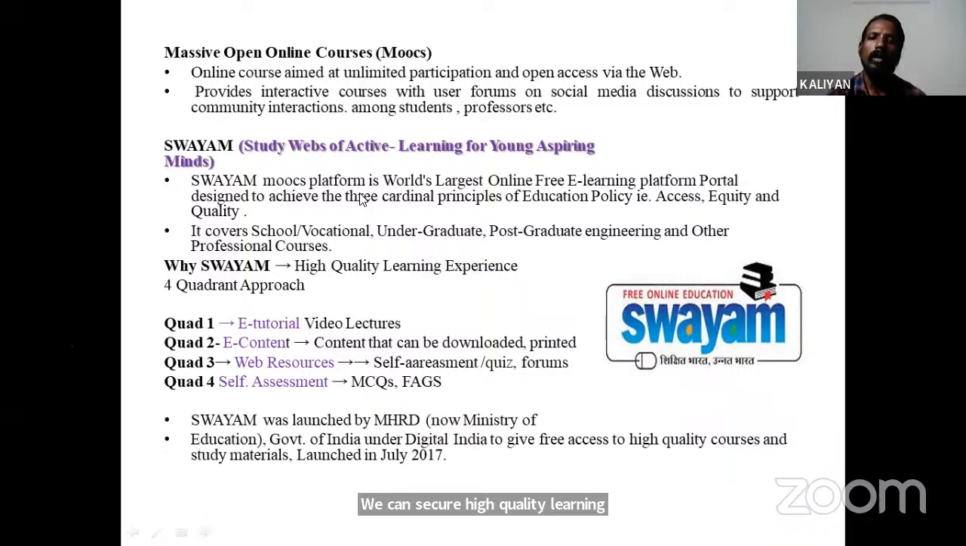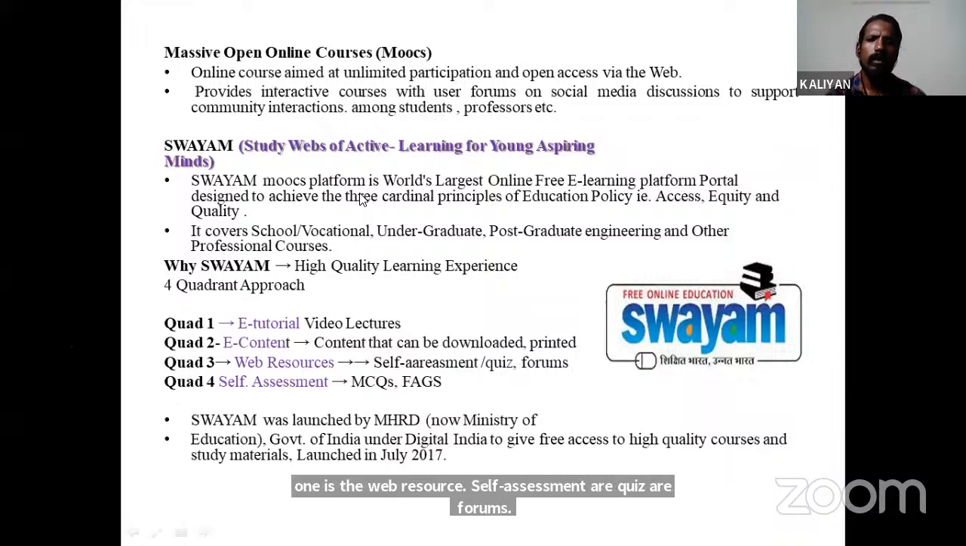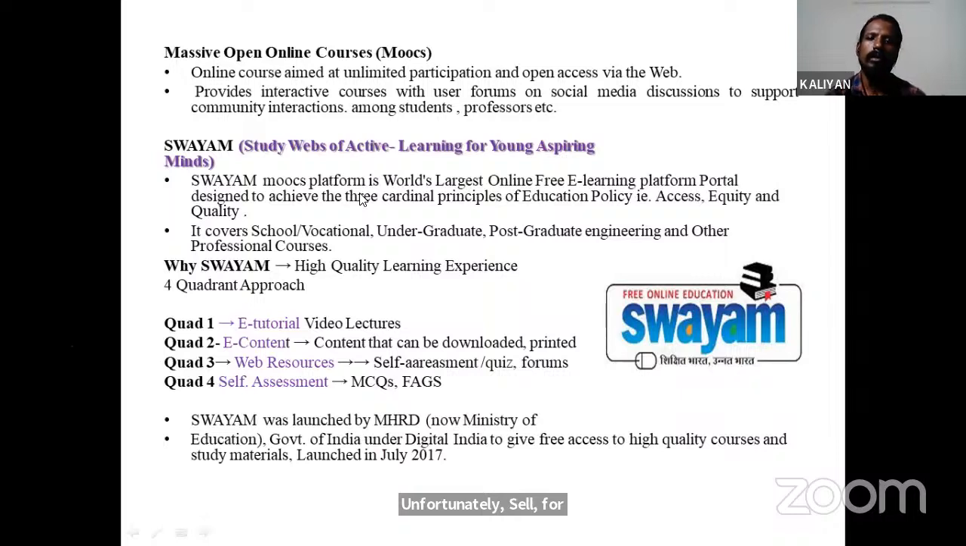In SWAYAM there is a four quadrant approach. Quadrant one is the e-tutorial, so e-video lectures will be available in that SWAYAM portal. The second quadrant is the e-content, content that we can download or print out. The third one is the web resource, self-assessment, quiz or forums. And the fourth one is self-assessment based on MCQs and FAQs, frequently asked questions. So these are the four quadrants of SWAYAM.